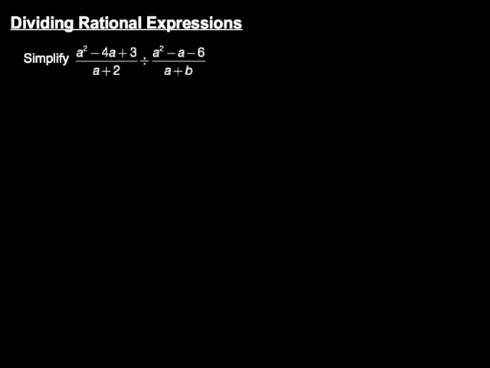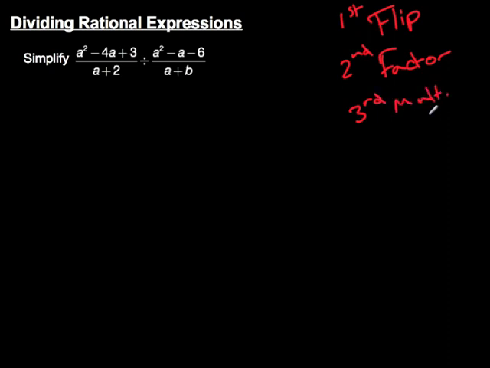Dividing is just like multiplying, however we have to add one extra step before we start factoring things. First, we want to flip. When I say flip, we flip the second fraction over because dividing by a fraction is the same thing as multiplying by the fraction's reciprocal, and the reciprocal is just the fraction flipped over. So first we're going to flip it, then we're going to factor it, and then we'll do, as we did before, multiply and simplify.